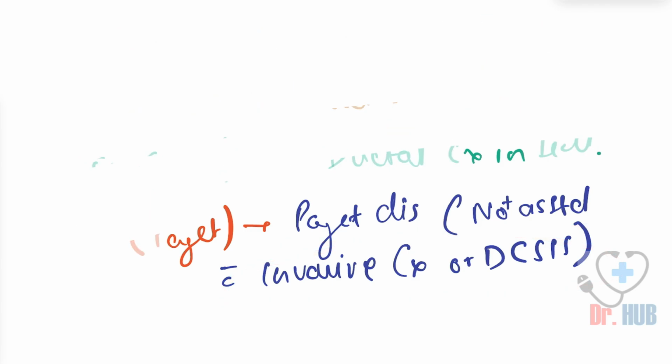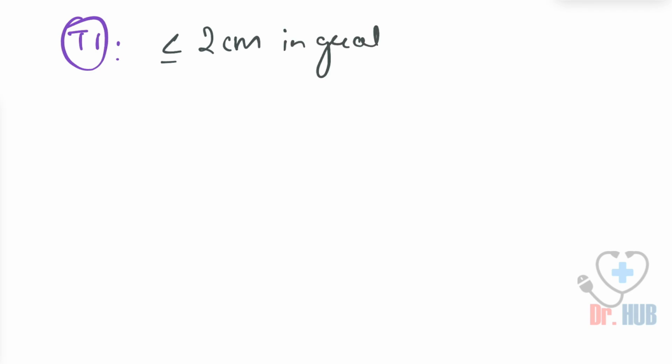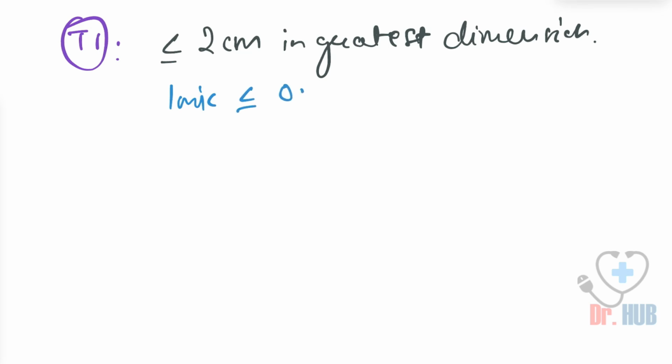To move further, now we'll enter the staging grading. First we look at T1. What does T1 indicate? T1 is less than or equal to 2 cm in greatest dimension. Next, when we look at 1MIC, this is less than or equal to 0.1 cm.